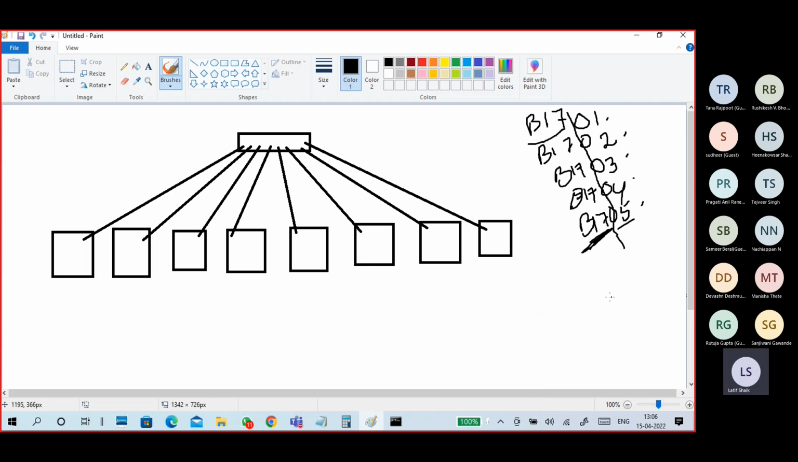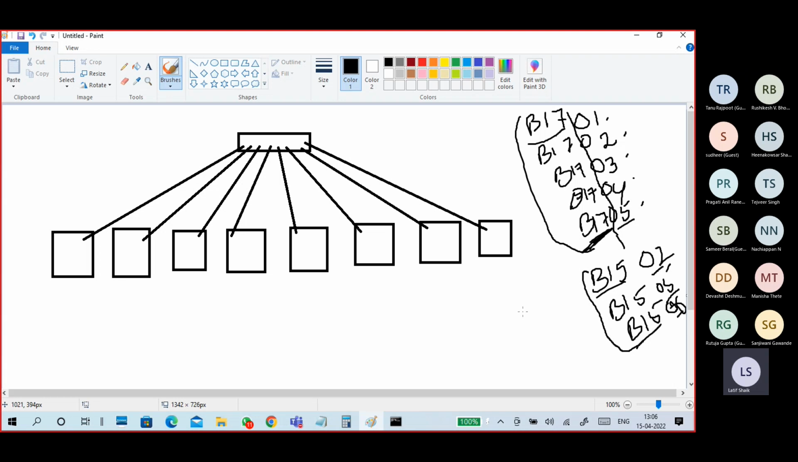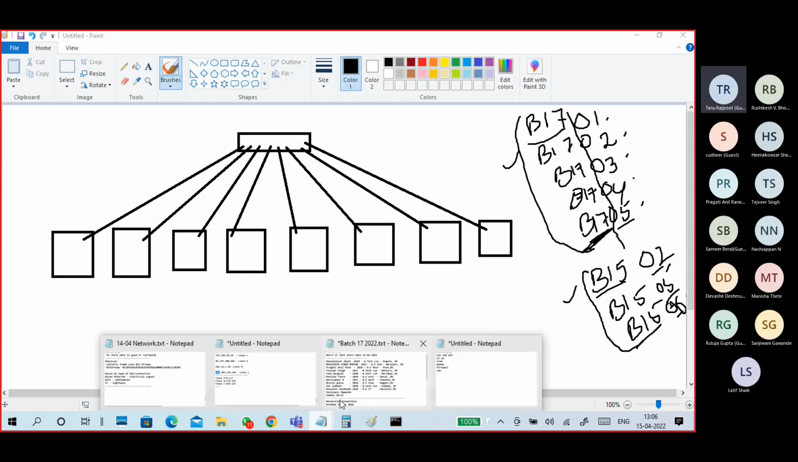For example, there is another batch. In the afternoon I am teaching Batch 15 now. So for example, there is B15 02 05 or B15 06. Okay, so this completely belongs to B15. This completely belongs to B17. Even though the numbers are the same, they belong to different groups, right? So like this. Understand this concept, guys? Yes, sir. Okay.